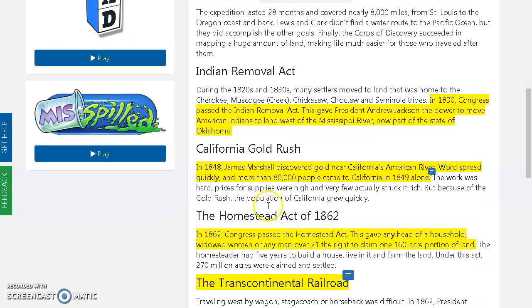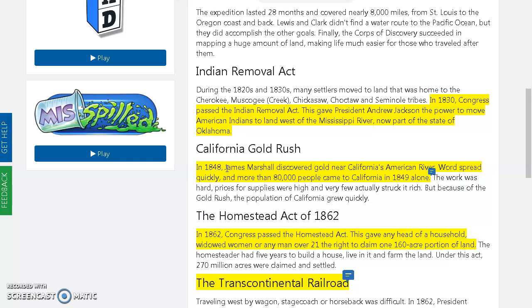So next, looking at the California Gold Rush. On your test, you're going to be given this sentence right here. It says, in 1848, James Marshall discovered gold near California's American River. Word spread quickly, and more than 80,000 people came to California in 1849 alone. What does the word spread mean in this sentence?